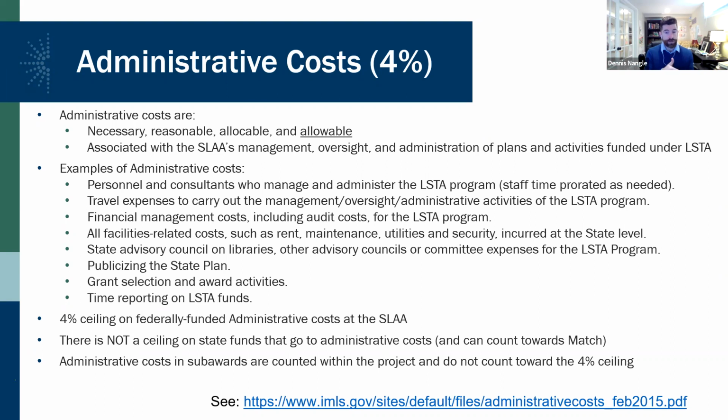Now on the subaward side, administrative costs are counted within the project, and those would be considered under each subrecipient's indirect cost rate. So that does not count toward the 4% ceiling. That would be related to whatever indirect cost rate your subrecipient has negotiated. And as many of you may already know, that de minimis at least is 10%. So when you're dealing with subrecipients, often their indirect costs or administrative costs, the percentage would be higher than what a state library has with the 4% ceiling.